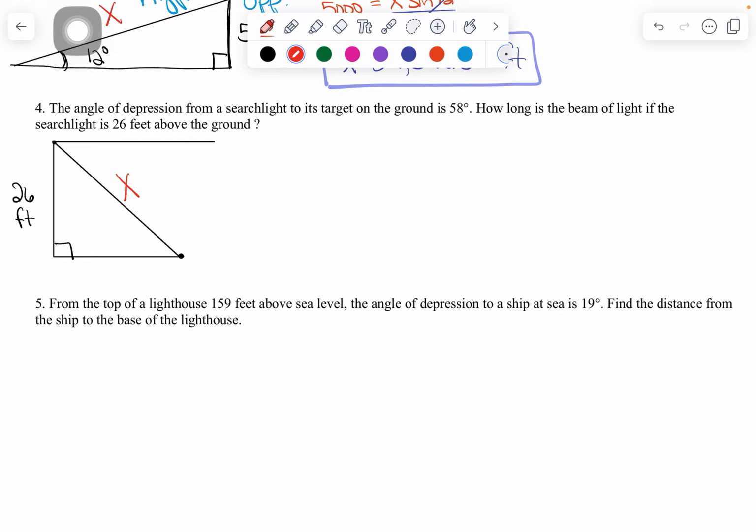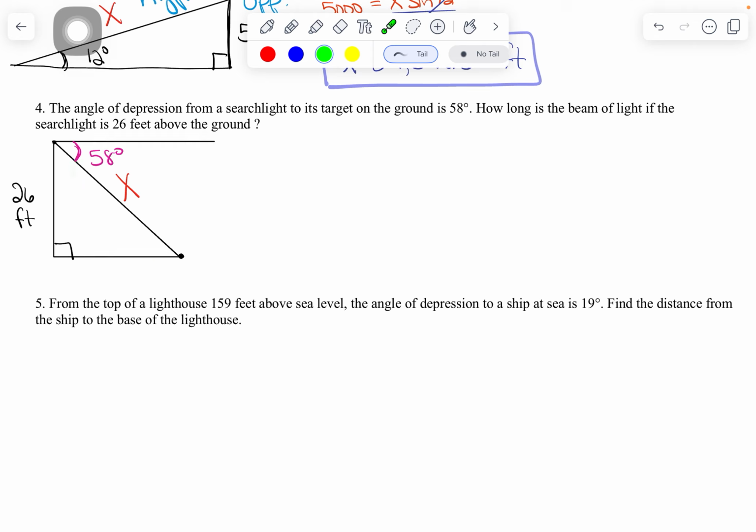It's this angle, I'm going to label it right here. This is my angle of depression here. That is 58 degrees. Now, this is great. This is fine. It looks great. The problem is I need an angle inside this triangle to actually use sine, cosine, or tangent. So I either need to figure out this angle here or this angle here.